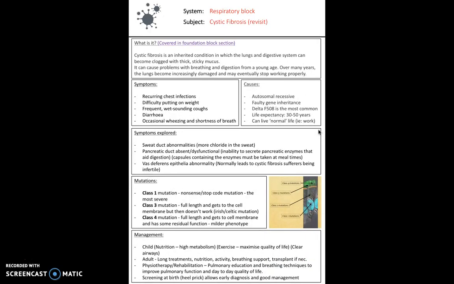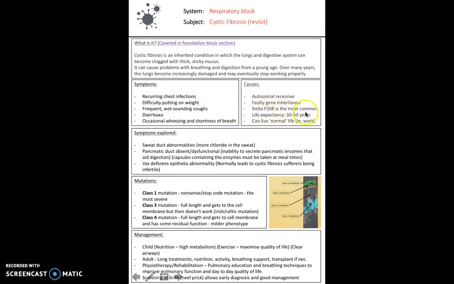So moving on, this is just a quick revisit of cystic fibrosis because it was covered in the foundation block. So refer to that video for information on cystic fibrosis. Just to revisit it, it's an autosomal recessive condition which causes a build-up of thick, sticky mucus in the lungs. As a result, sufferers tend to have recurring chest infections, difficulty putting on weight, and frequent wet-sounding coughs as well.